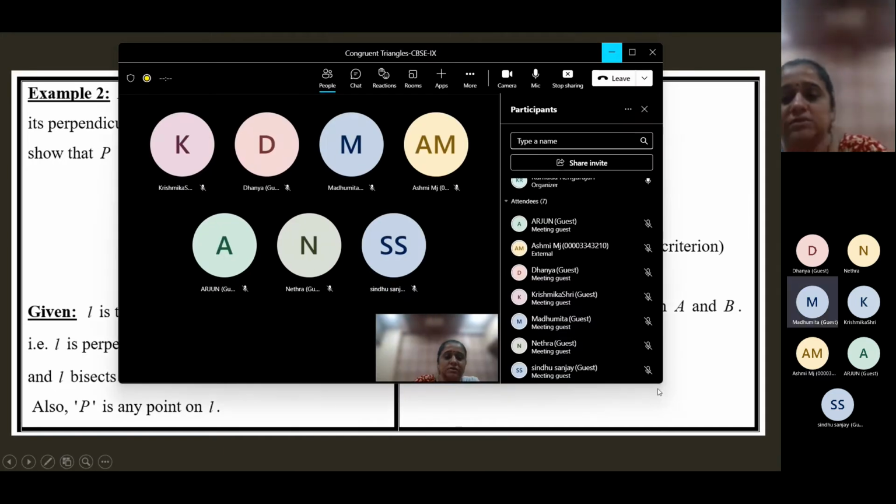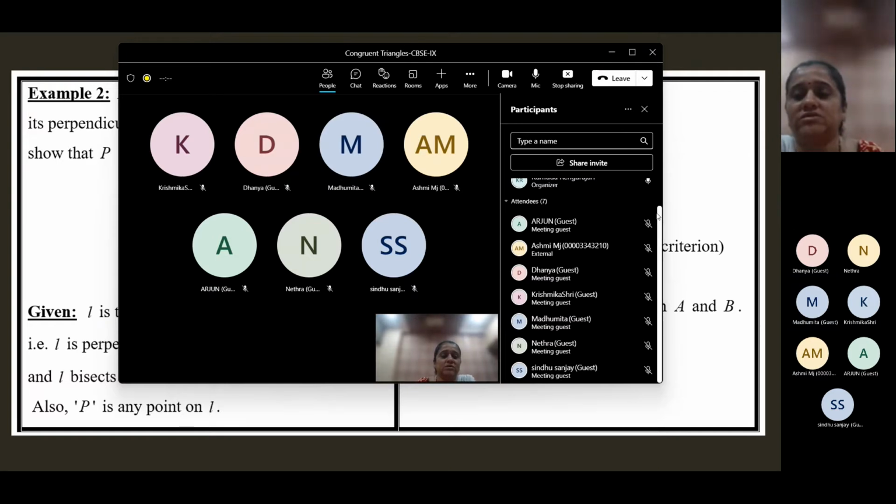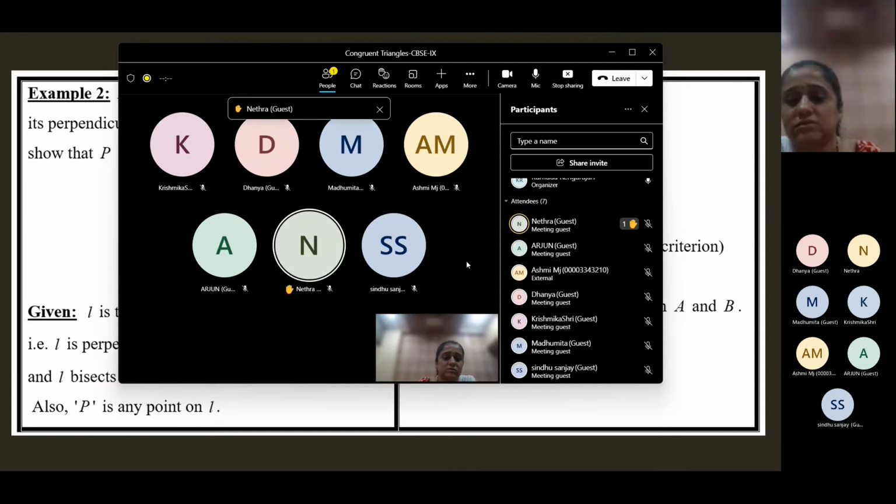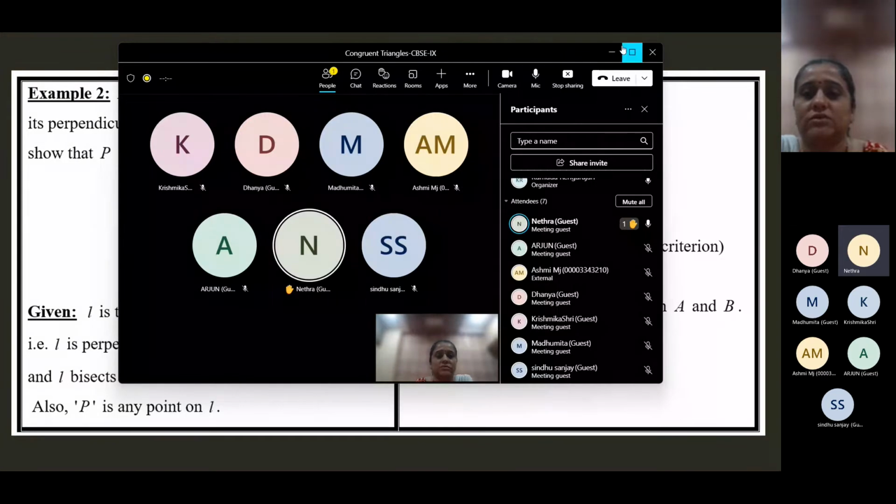Who has not learned this chapter? Who in the meeting has not learned this chapter at school so far? Netra, is it clear to you, Netra? Any questions? No, ma'am. All right.